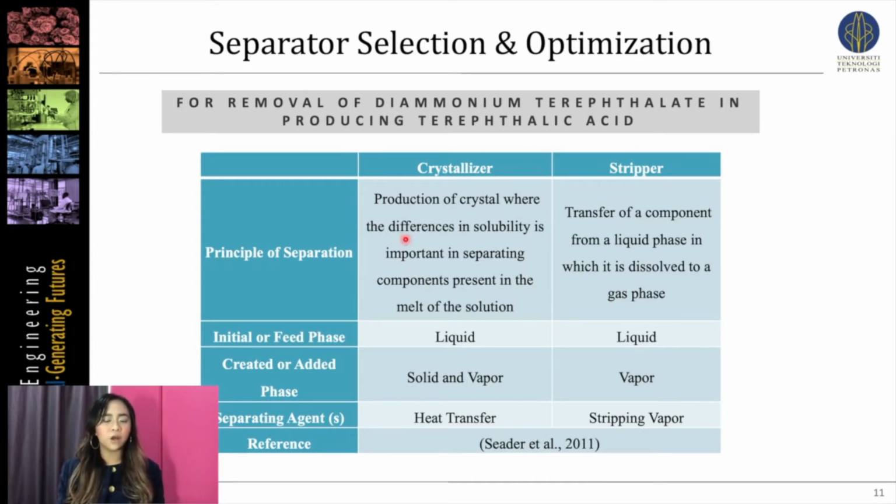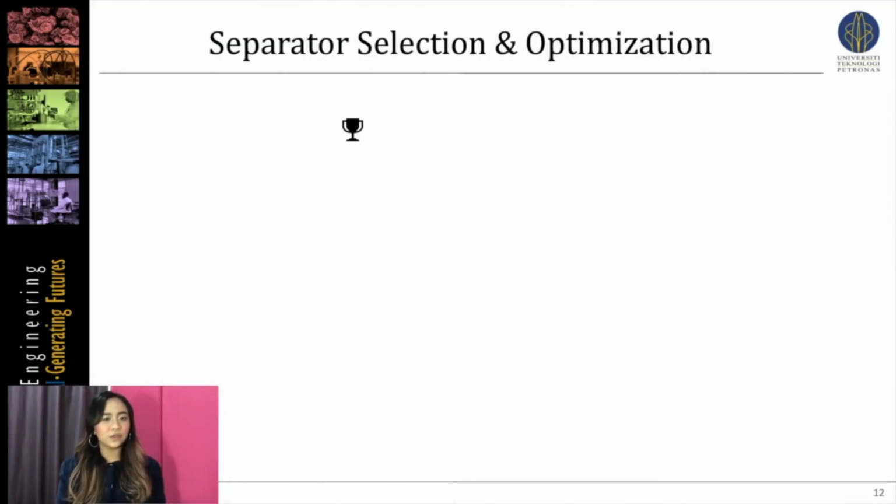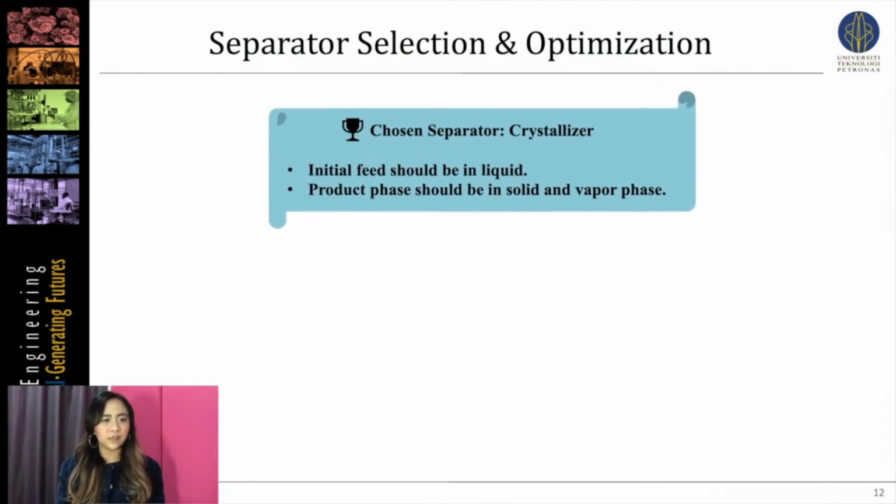The principle of separation of a crystallizer is the production of crystals, where the differences in solubility are important in separating components present in the melt or solution by using heat transfer, whereas a stripper involves the transfer of a component from a liquid phase in which it is dissolved to a gas phase by using stripping vapor. For this process, the initial feed should be liquid, where both of these separation technologies portray the same characteristics of feed phase.